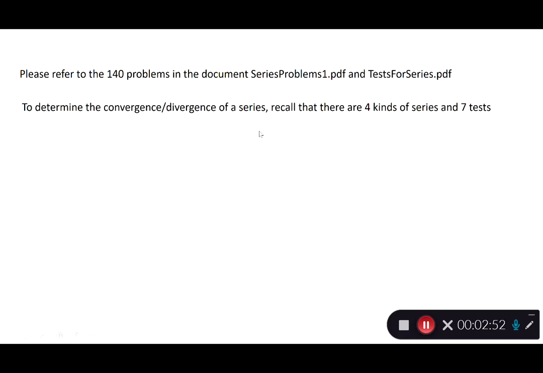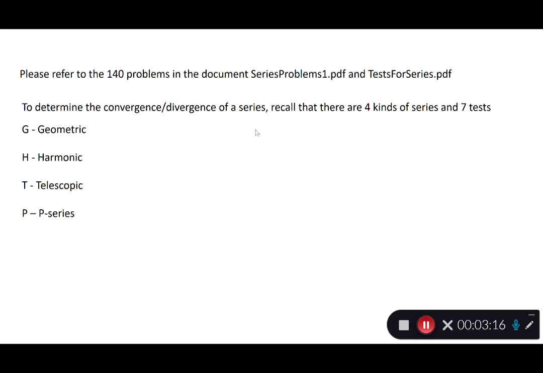Here is something that you need to know. There are four kinds of series that we looked at, and the four kinds of series we looked at are GHTP. I'm a big believer of mnemonics. So GHTP: geometric, harmonic, telescopic, P series. Right? Those are the four kinds of series.